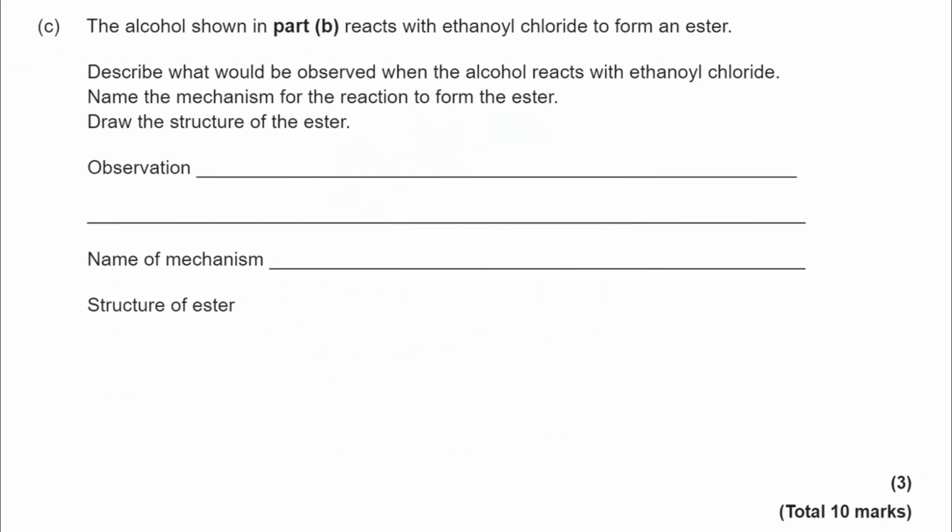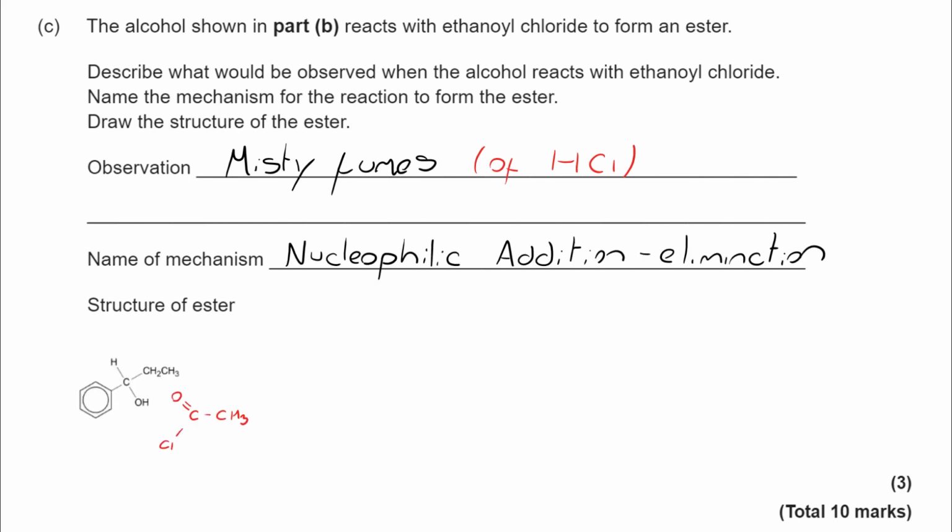Moving on to part C, we've got the alcohol shown in part B reacting with ethanoyl chloride to form an ester. Describe what would be observed, name the mechanism, and draw the structure. So we're not actually doing the mechanism, so sometimes it is helpful to actually remember the mechanism names. We're going to get misty fumes of HCl. That is a standard observation with any acyl chloride when it reacts, because we're going to make HCl. In terms of the mechanism, this one is nucleophilic addition elimination.